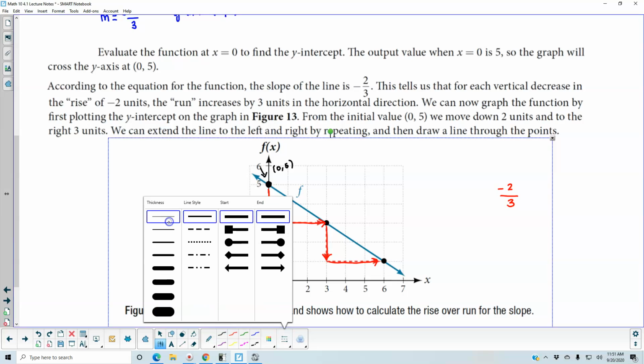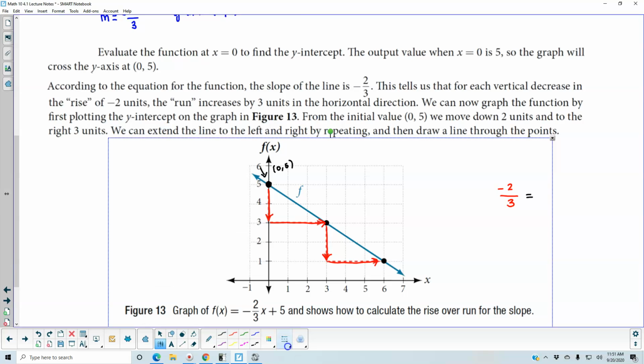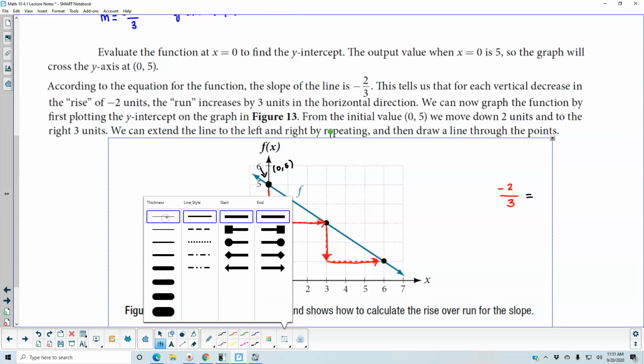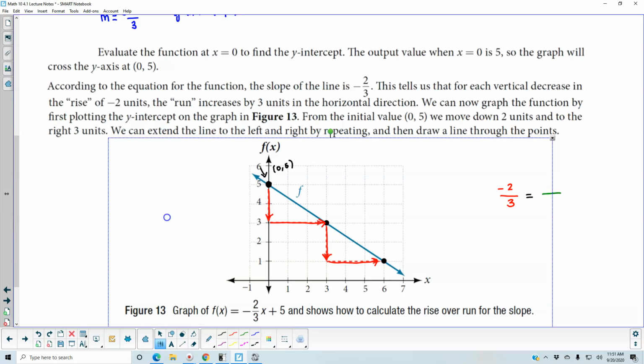Now, this also equals the following. We can also say that the numerator 2 is positive and the denominator is going to be negative, because ultimately it's going to give us negative 2/3.